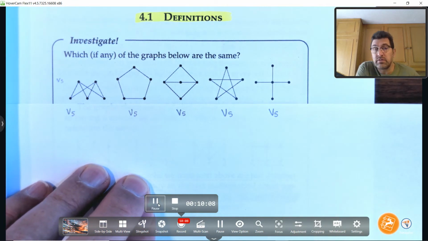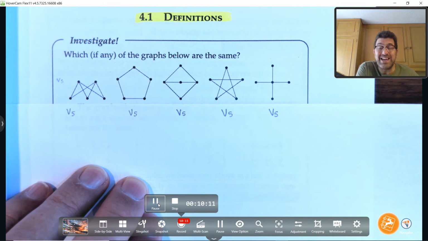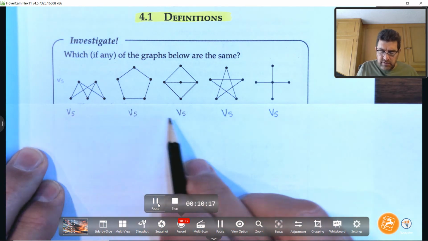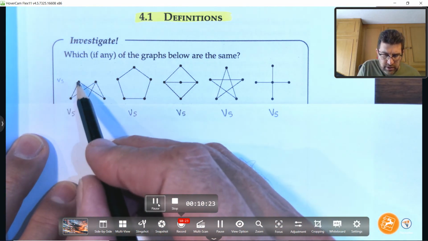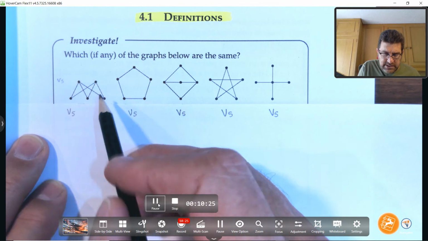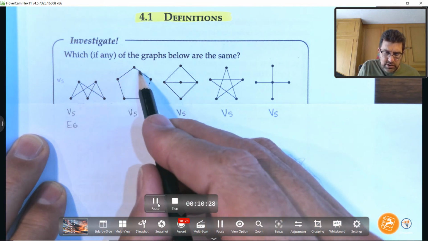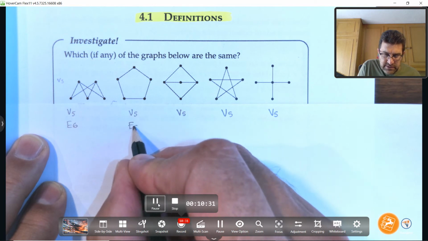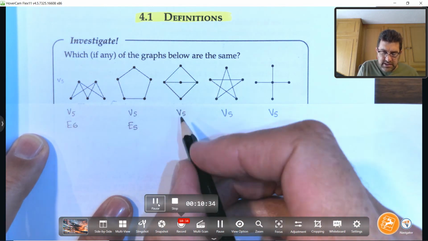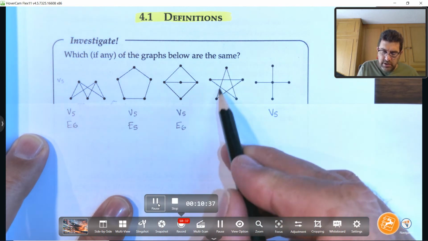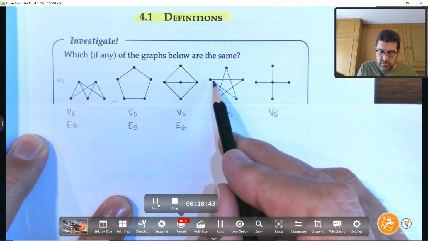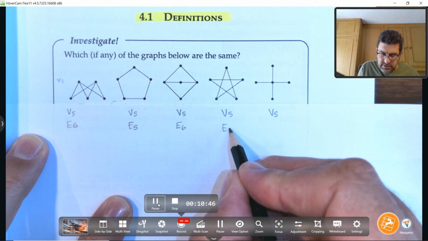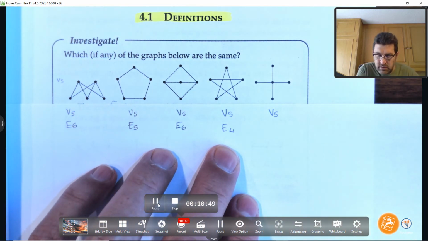So we need to look now at the edges. How many edges are there in each of these graphs? And maybe there's something there that we can say. So far, if we just look at the number of vertices, they all have the same number of vertices. So the edges, 1, 2, 3, 4, 5, 6. Edges, there's 6. 1, 2, 3, 4, 5. Edges, there's 5. 1, 2, 3, 4, 5, 6. Edges, there's 6. 1, 2, 3, 4 edges. That's interesting. There's 4 edges in that graph.